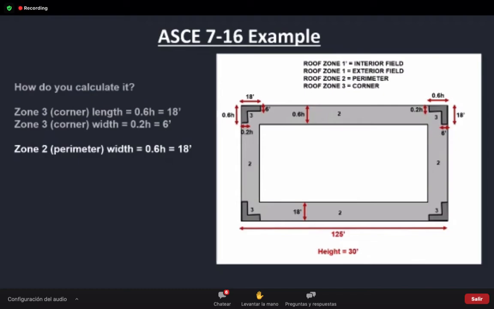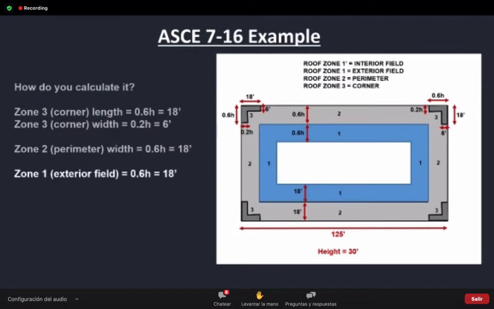All right, guys. Same thing with our zone 1. It's just going to be like our zone 2. We're going to multiply 0.6 times the building height, which gives us our 18 feet. There you go. And then, guys, whatever's left over is what it is. It's our zone 1 prime, which could be huge, or, like the mock-ups that we're going to show today, Wally, actually the zone 1 prime doesn't exist.